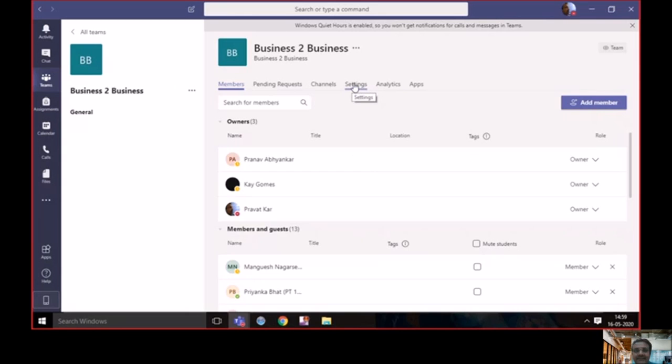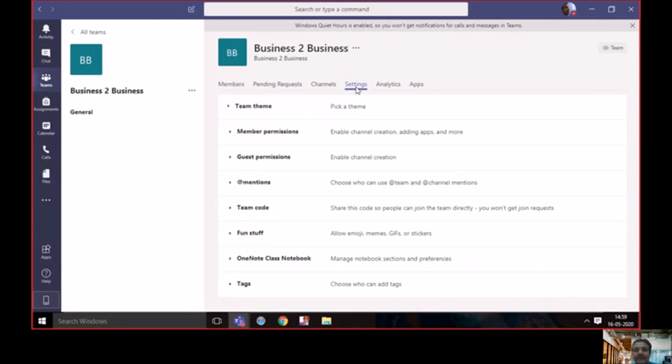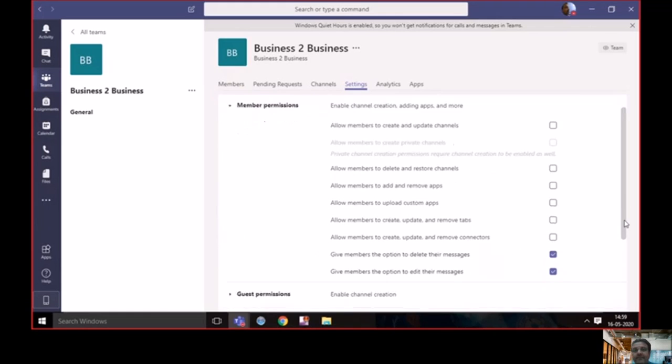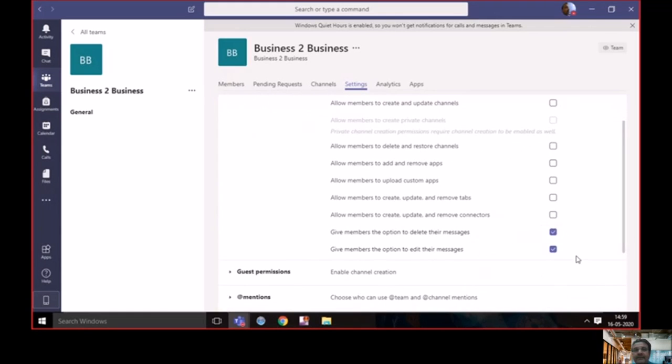Next, let us look at the settings, right? The moment I click on the settings option, there are several options available to you. One among them is member permissions. Now look at here again, there are two boxes which have been kept ticked. This is what allows the members to chat or edit chat. If you keep them off, they cannot chat, and that is what you want.